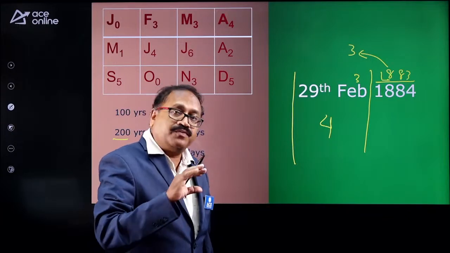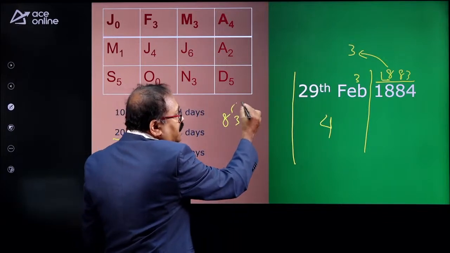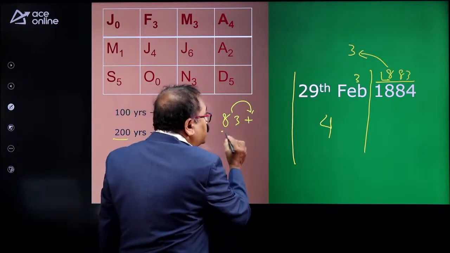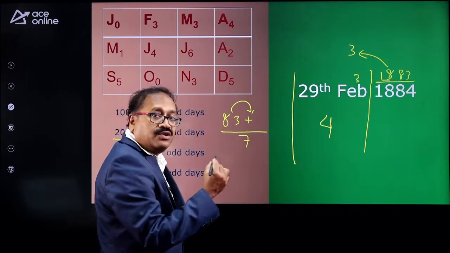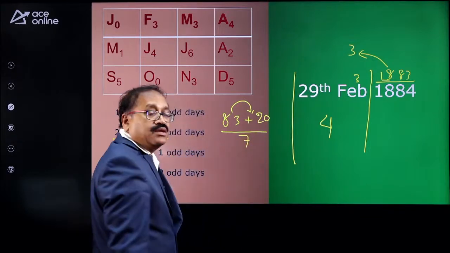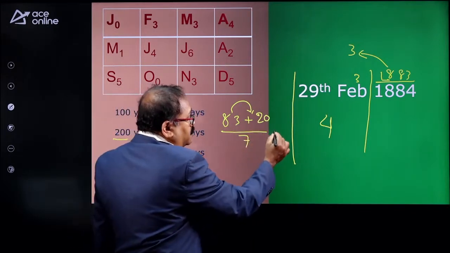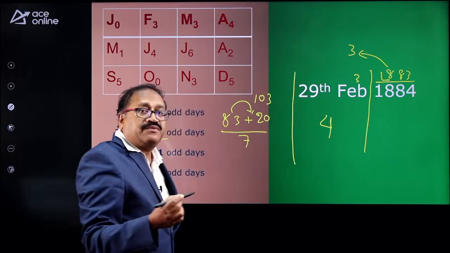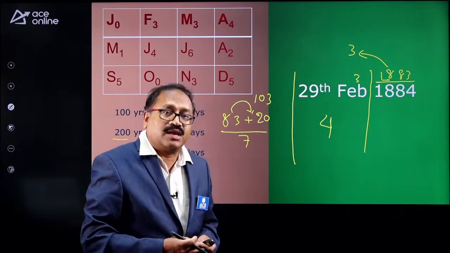If I don't know, then what I will do is, 83, I will divide this by 4, I will take the number of leap years, and then I will divide that by 7. So how many leap years are there? Divide the 83 by 4 and take the quotient, that is 20 leap years are there here. So now the total comes 103. You divide this by 7 and whatever remainder comes will be the number of odd days for 83. That way also you can calculate it.